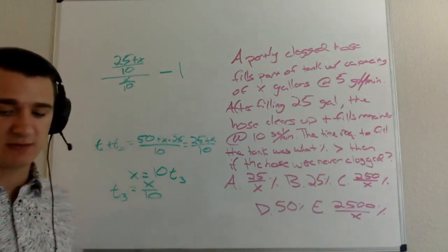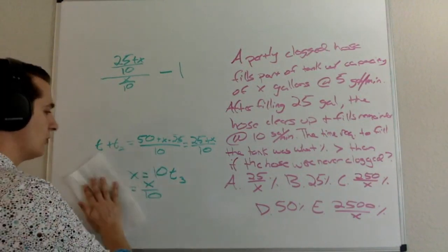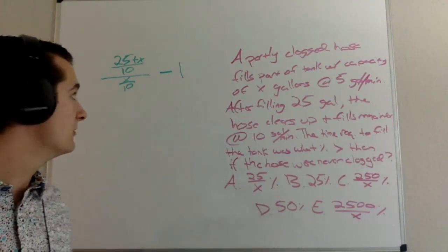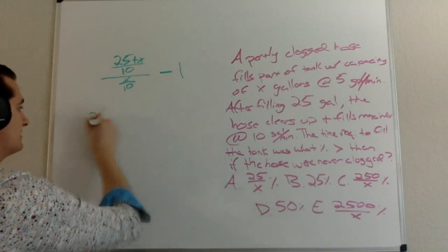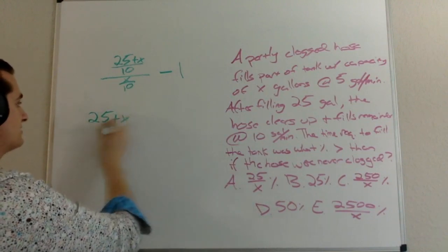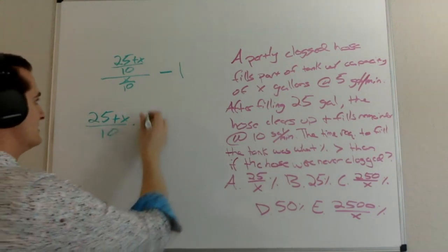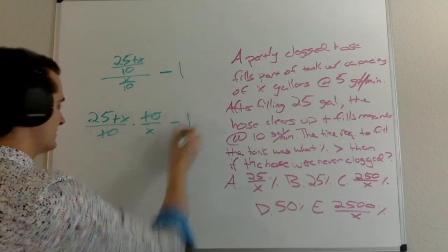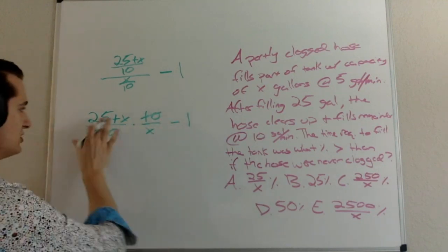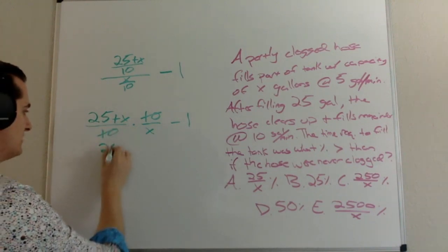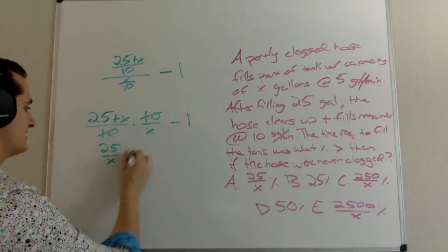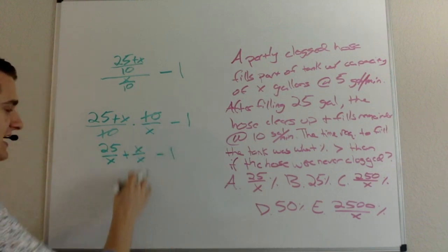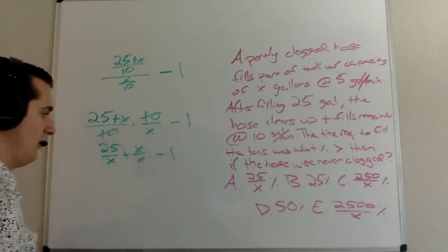From here, I'm going to start to simplify, and I'm going to try to get an answer that looks a little more like what I've got down here. So I'm going to flip and multiply. I get (25 plus X) over 10 times 10 over X. My 10s cancel, and I obviously still subtract 1 at the end. I'm then going to break this up into parts: 25 over X plus X over X minus 1. The nice thing here is that this one and this one are going to cancel.